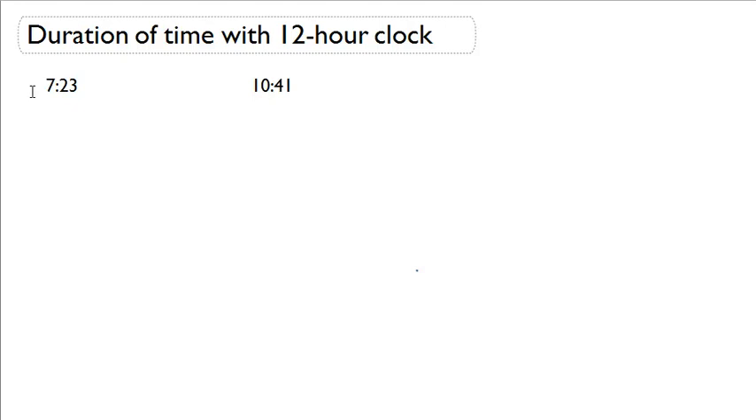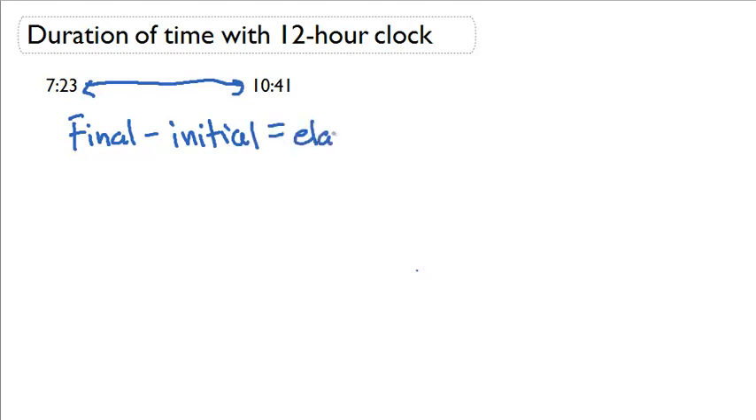Alright, math scholars. Today's topic is duration of time with 12-hour clock. So, this is basically the same thing as asking for the elapsed time between two different points in time. In this case, the example I have here is 7:23 and 10:41. And the equation that we have is exactly the same. It's our final time minus our initial time is equal to our elapsed time.